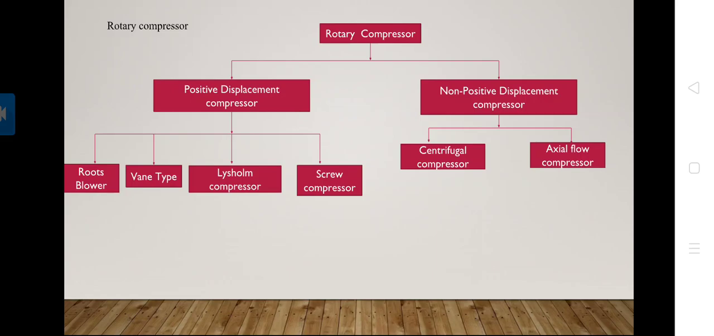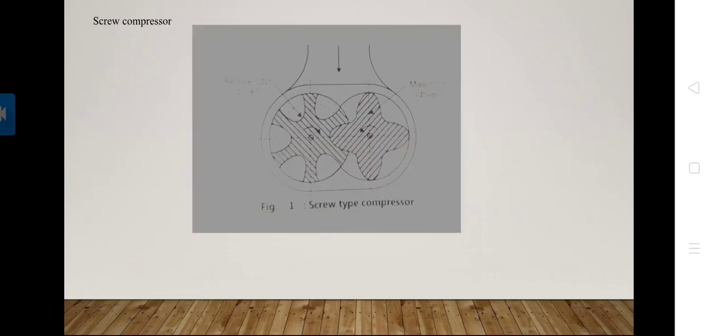In non-positive displacement, the pressure rise in the compressor is not due to space reduction or backflow of the air, but due to the transfer of kinetic energy into pressure energy, and due to the arrangement of impeller and fixed ring. These compressors are also known as dynamic compressors, and the non-positive displacement compressors are centrifugal compressors and axial flow compressors. Now we see the compressors one by one.